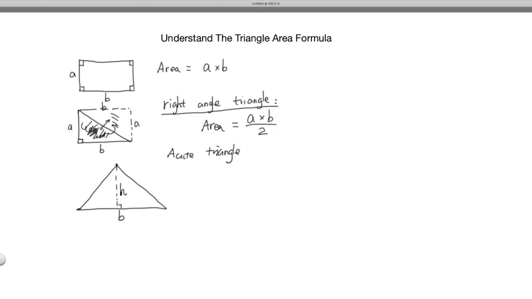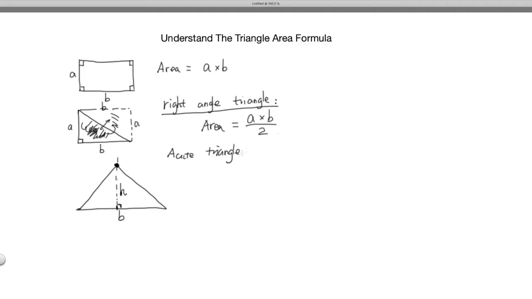And how do you draw this height? It's also known as the altitude for this base. You basically start from the vertex opposite to this base and draw a line perpendicular to this base, so it makes a right angle. The height is the distance, or the length, from this vertex to the base. This length is called h.